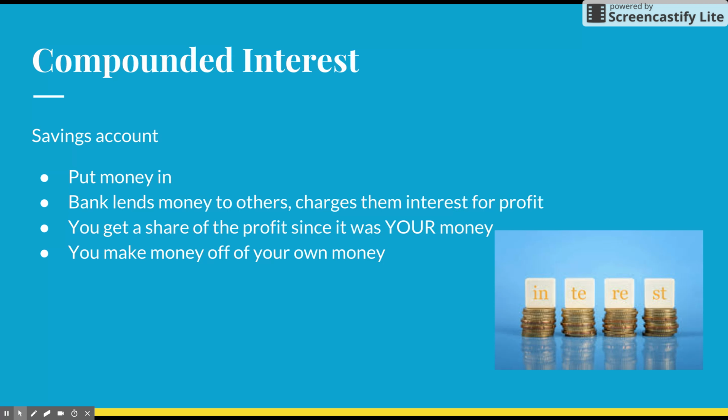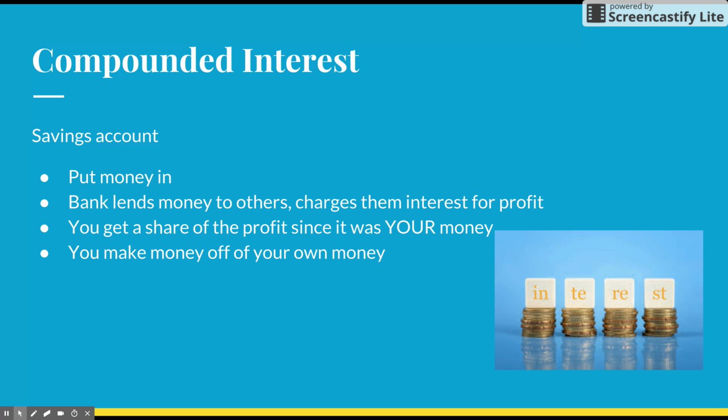Next, we're brought to compounded interest. So first, let's just talk about interest with savings accounts. So you put money in, say, once again, like $1,000 you put into a savings account. The bank lends money to other people and then charges them interest, like we discussed, for profit. And then you get a share of that profit since the bank actually lent your real money.